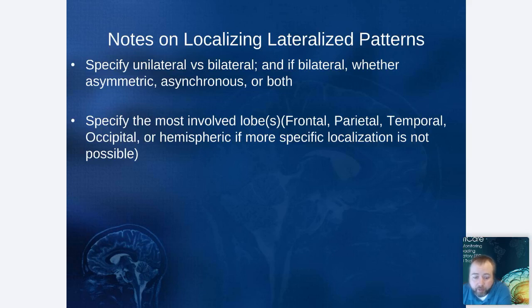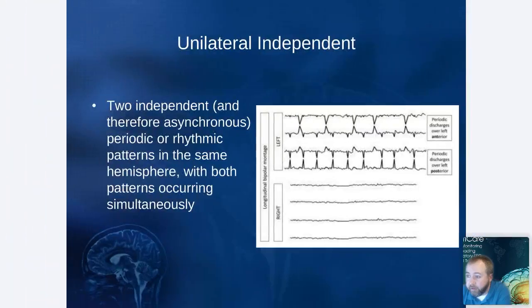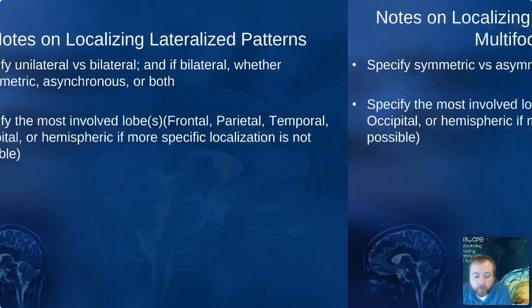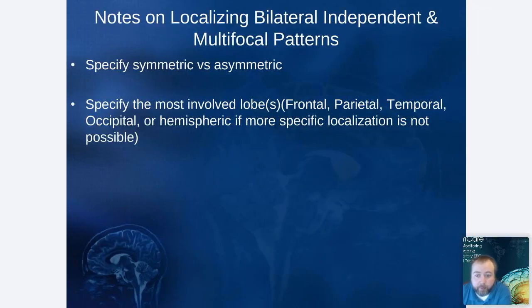And then for unilateral independent patterns, make sure to specify which lobe each pattern is happening in. So talk about both of them. If I could go back here, so here's the unilateral independent. Make sure you talk about both of them and say which lobe it's coming from, whether it's temporal lobe, frontal lobe, occipital lobe. Talk about both of them. All right, skip back ahead here.